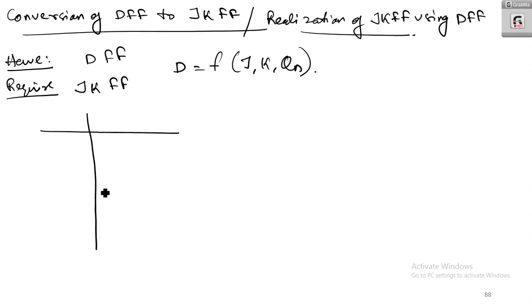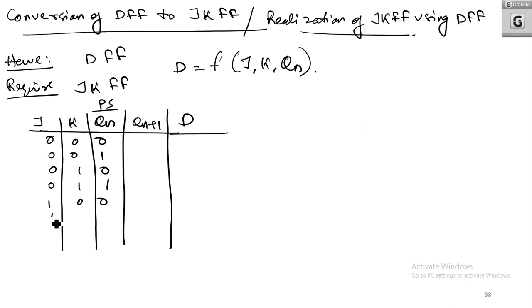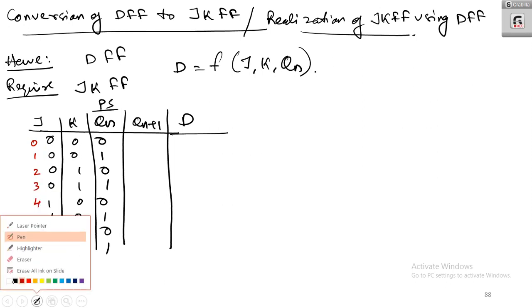So we are having J, K, Qn, that is present state, and next state, that is Qn plus 1. Now from there, first you need to get D. We are having 000, 001, 010, 011, 100, 101, 110, and last one is 111. So if you are writing the decimal equivalence, you can write it as 0, 1, 2, 3, 4, 5, 6 and 7.